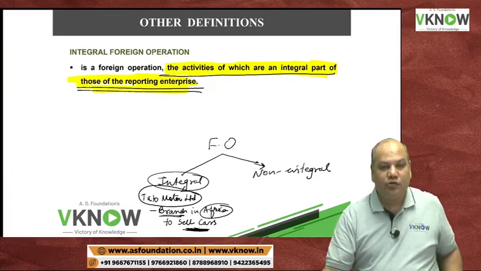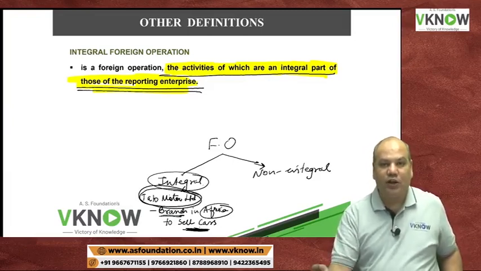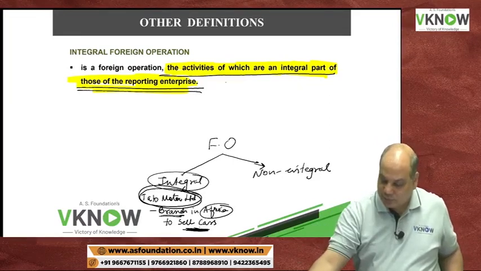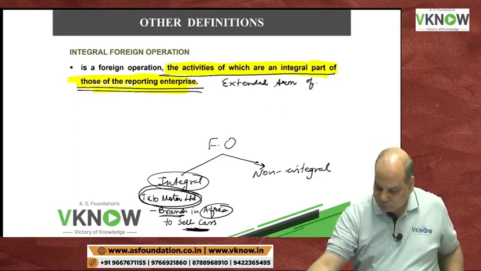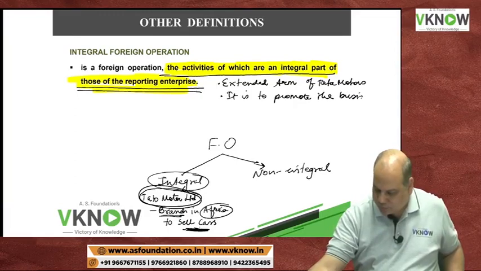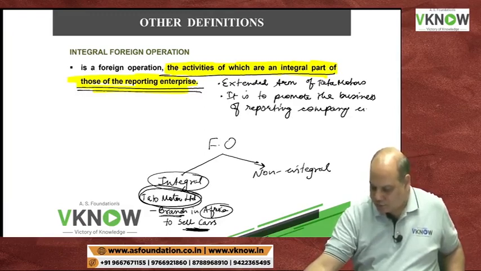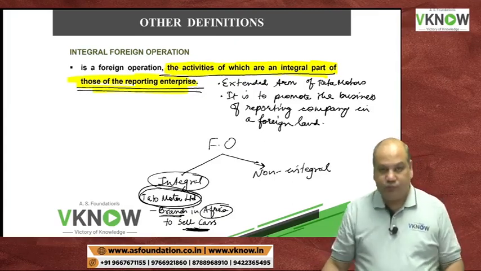So, what is it doing? It is just doing the same activity which Tata Motors Limited is doing. It is an extended arm of Tata Motors. That means it is there to promote the business of the reporting company in a foreign land. Is it right? That is called integral operation.